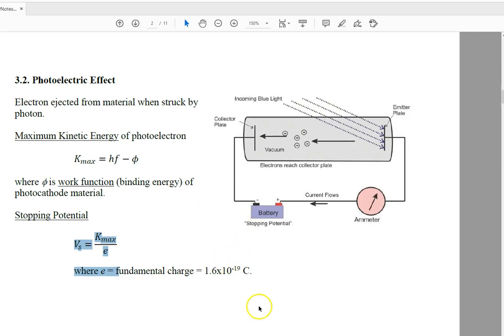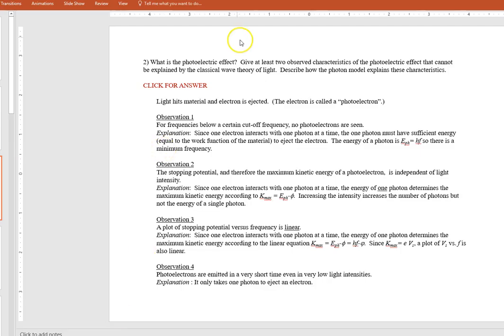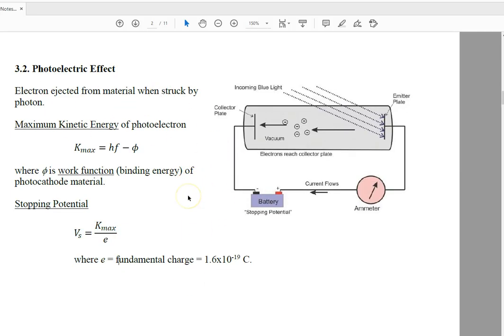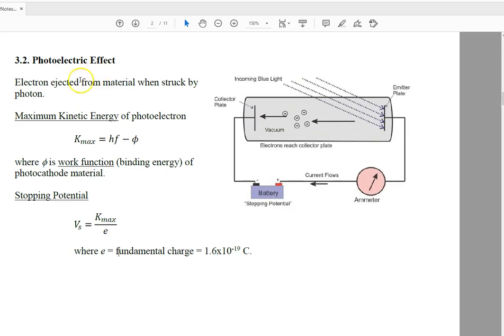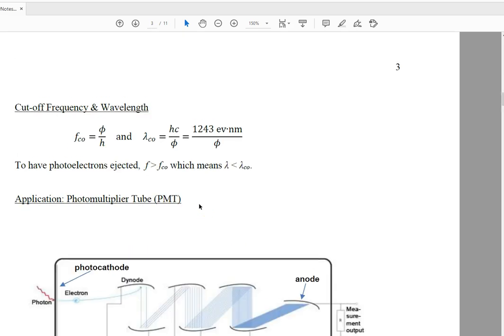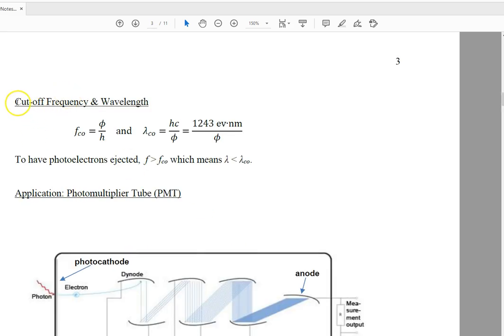Make sure you know how to manipulate these equations, but also know, in your quantum physics study questions, what the photoelectric effect is and how to explain these observations using the photon model. That's it for this video. In the next video, we'll look at an application of the photoelectric effect. I'm sorry, I should have mentioned that the equations in this video that you're responsible for also continue on the next page of the study notes.